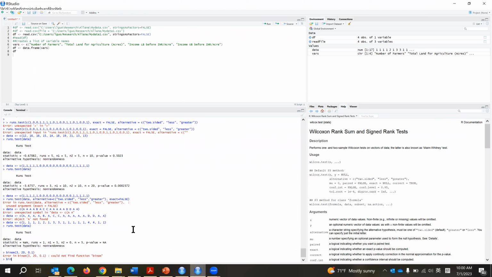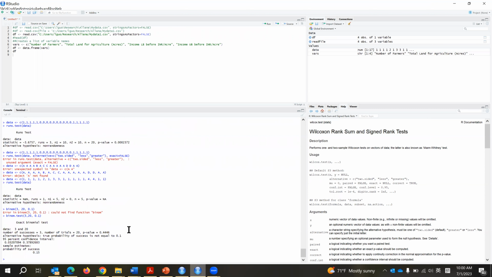Sorry, binom.test, 3, 20, 0.1. And then it gives us the p-value of such a binomial distribution. By default, it also returns the 95% interval. This is the interval of p.